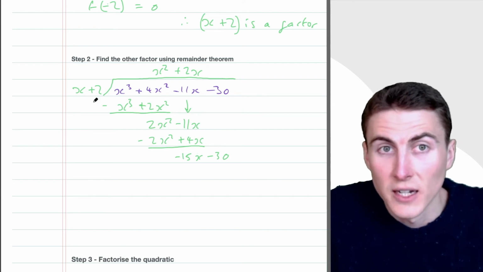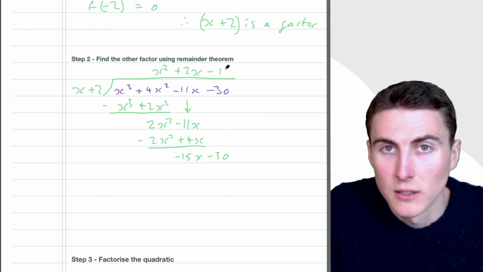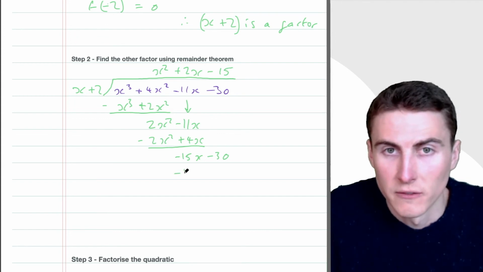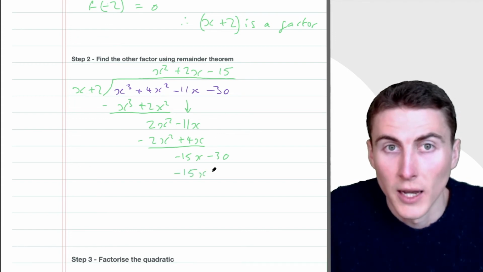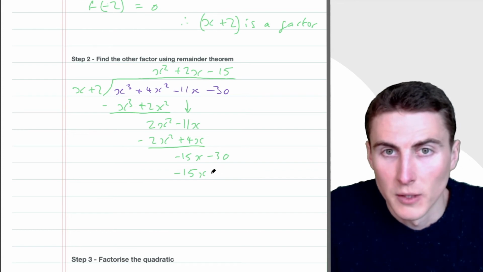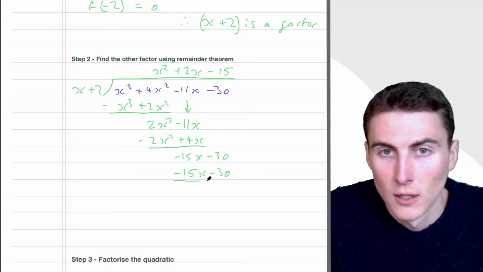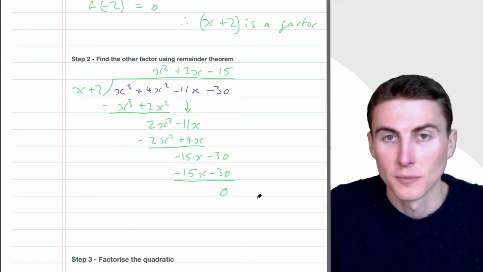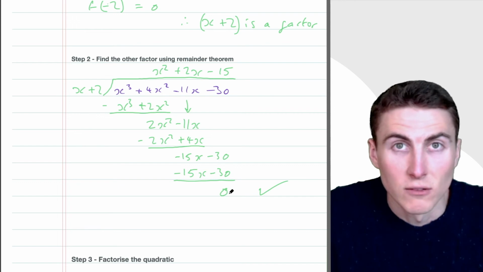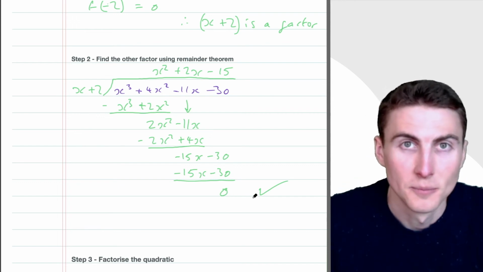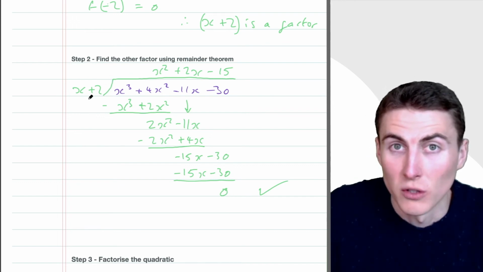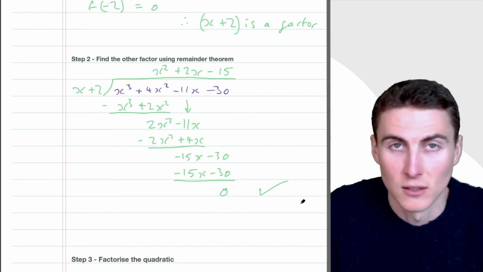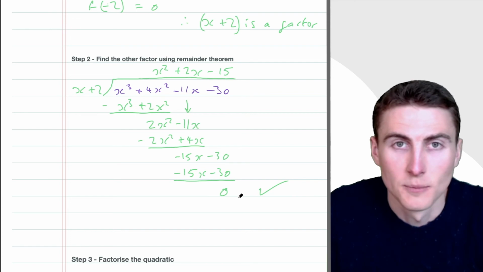So minus 15x divided by x is minus 15. Minus 15 times x is minus 15x. And times 2 gives me minus 30. And I subtract, but those would both cancel out to give me 0. And if you get 0, that tells you that you've done it right, because we knew that x plus 2 was a factor. That was the whole point. So we weren't expecting to get any remainder. We should have got 0 at the end.